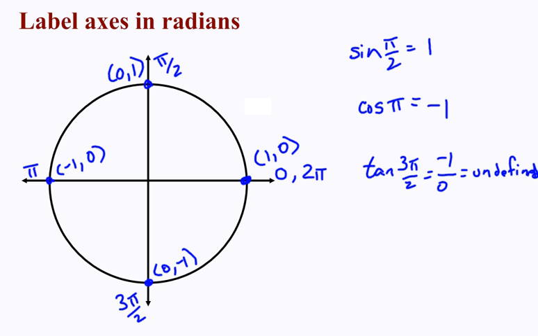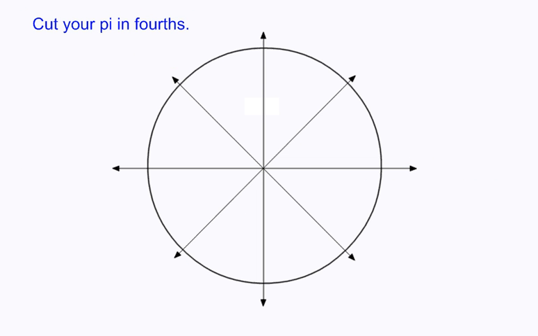Okay. So now, what happens if we cut our pi into fourths? So we know we're at 0 here, and we're at pi here, and so we've divided this into fourths. So here's 1/4 of pi, which is pi over 4. Here we're at 2/4, and 2/4 reduces to pi over 2. Here's 3/4 of pi.